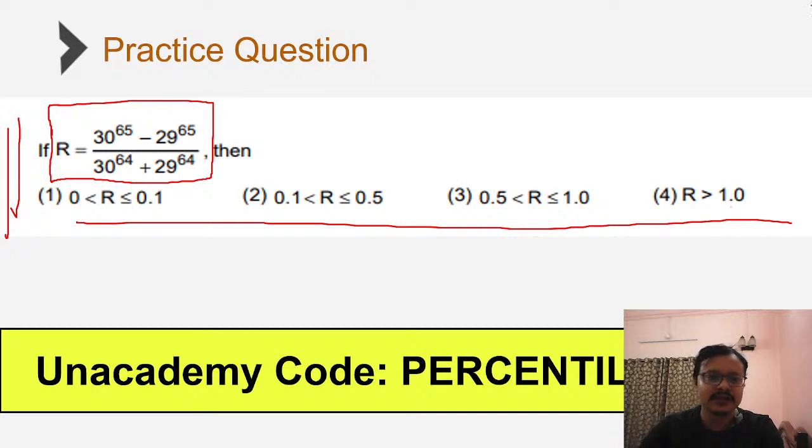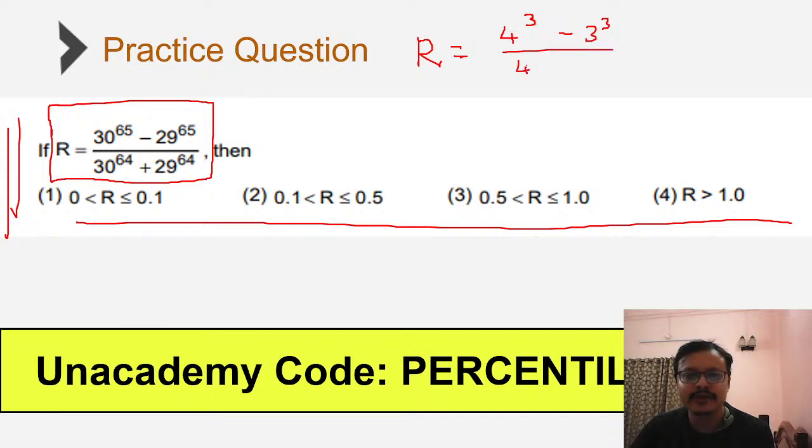So which range of r is correct? How do we get it? Again, by simply taking small sample values and checking. I know that these values are very large, like base of 30 or 29, and similarly such big powers like 65 and 64. But all you can do is take a small base and check. For example, r is equal to 4 cube minus 3 cube by 4 square plus 3 square.